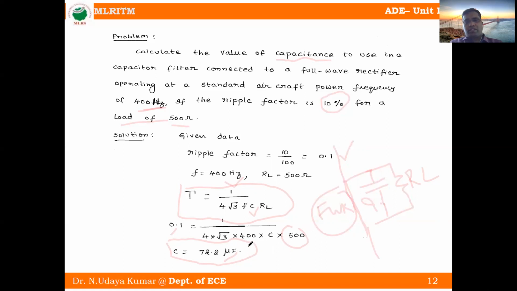By using a 72.2 microfarad capacitor with the load resistance of 500, we will get only 0.1 ripple factor. A 0.1 ripple factor means the DC output is exactly the same like this, an exact DC look. So this is the capacitor filter.